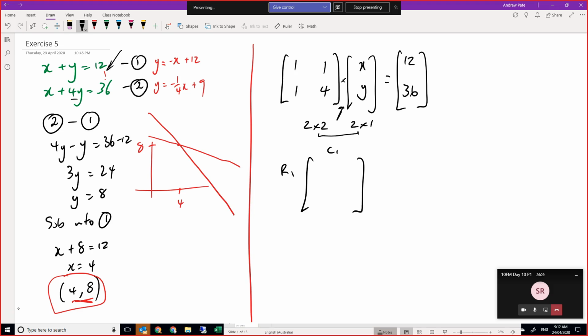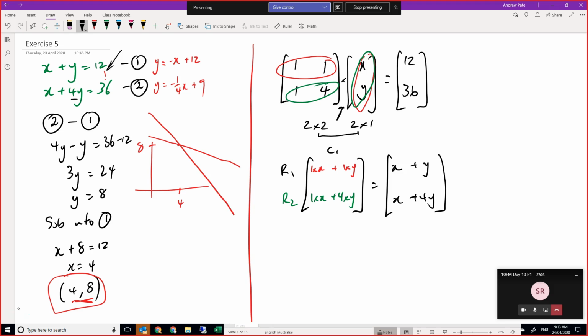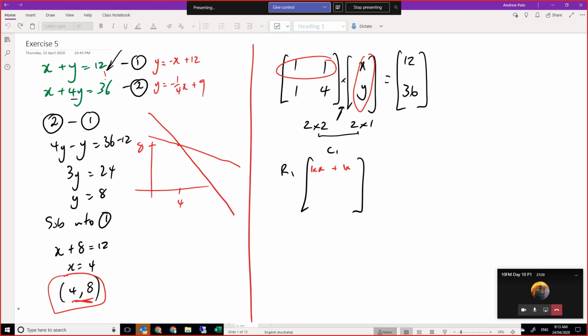So I can multiply them together, and I'm going to get a 2 by 1 as my answer. In row 1, column 1, I'm going to multiply row 1 by column 1. So I'm going to have 1 times x plus 1 times y. And in row 2, column 1, I'm going to do row 2 times column 1. So I'm going to have 1 times x plus 4 times y. That will simplify to x plus y and x plus 4y. So you can see that this actually is the same as this. All right, so I'm just going to get rid of all of this.